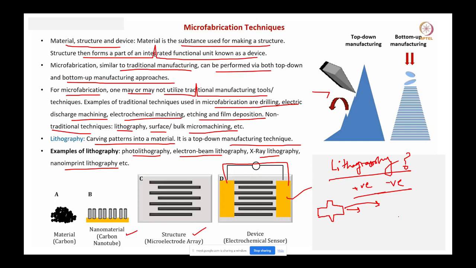So this is like top to down. Top to down means you start from the top and go down. And this is like bottom up. Bottom up means you are putting your materials from the bottom and going up. So lithography is what? Top to down. You start from your pattern and then you get the end product. So it's like that.